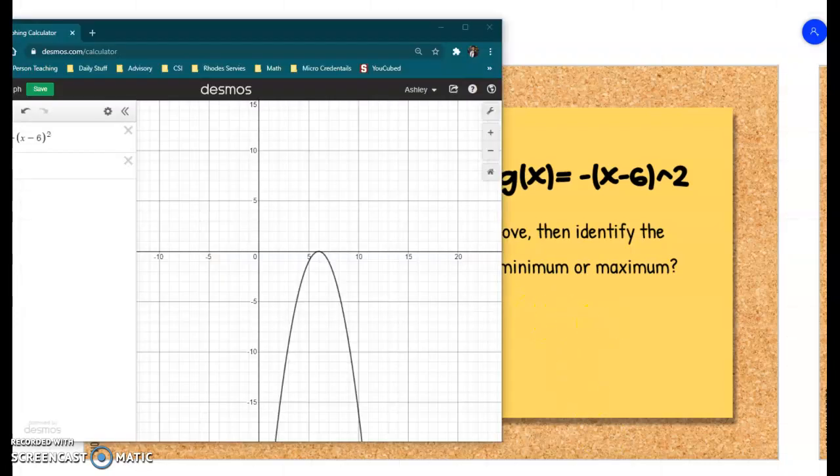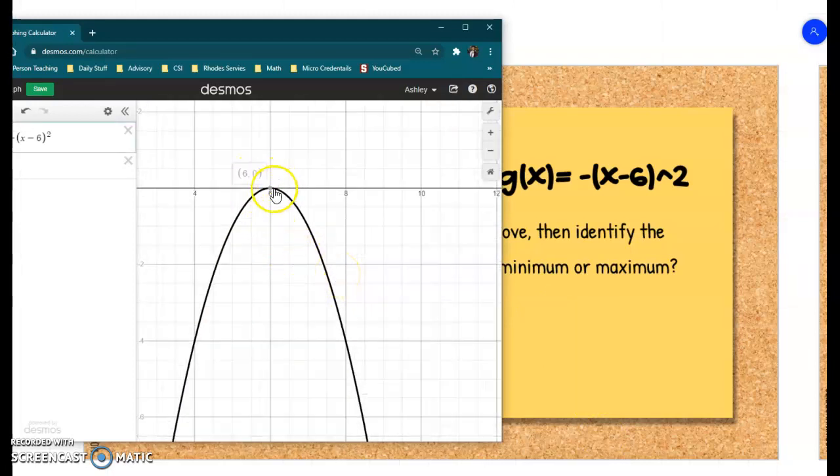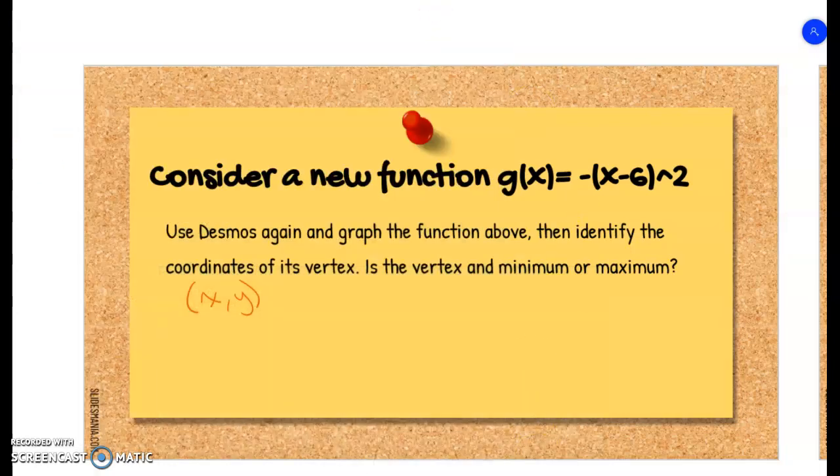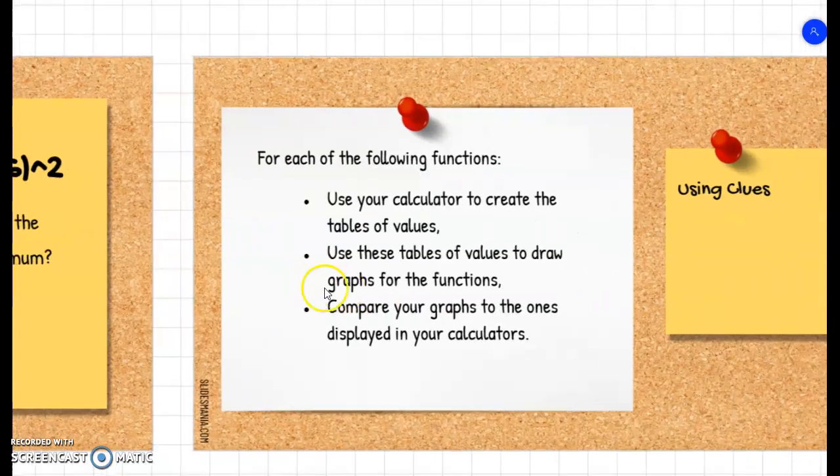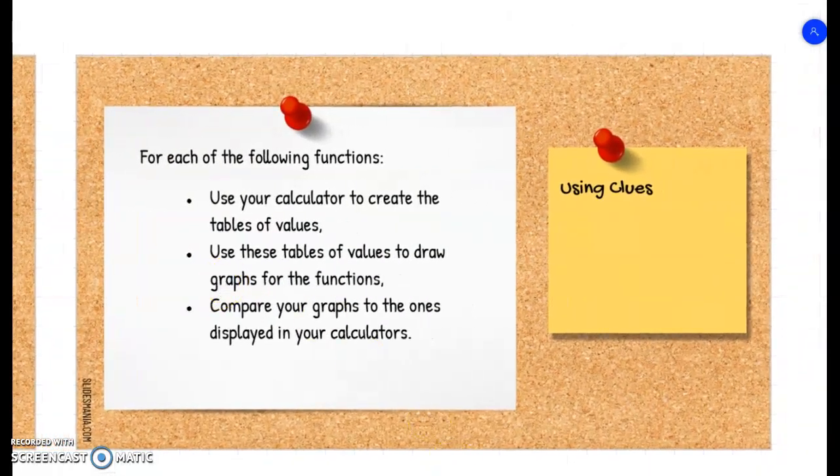And let's see what the coordinate is. If we get as close as we can, the highest point is going to be 6, 0, similar to what the last one was. They're actually exactly the same, just flipped upside down. How cool is that? So then we have for each of these following functions.